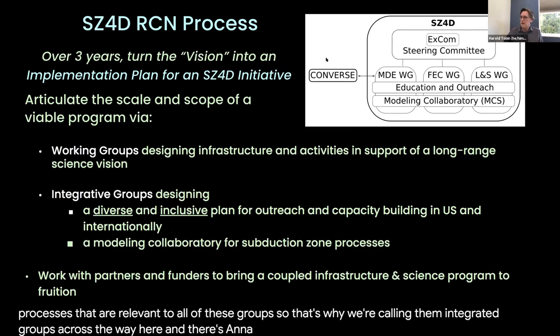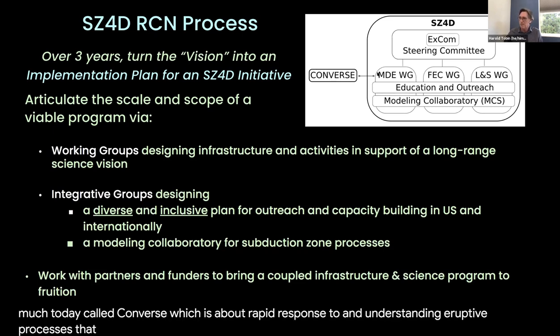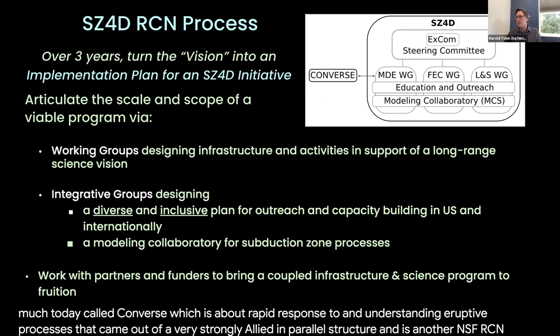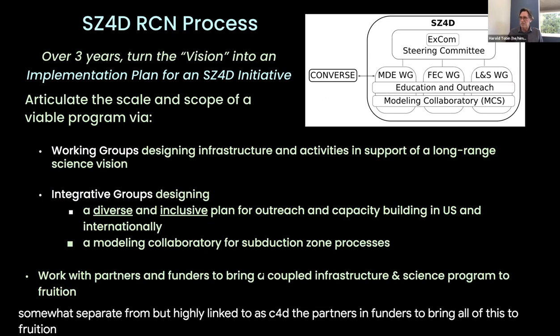And there's another one that we're not going to talk about too much today called Converse, which is about rapid response to and understanding eruptive processes that came out of a very strongly allied and parallel structure, and is another NSF RCN, somewhat separate from but highly linked to SZ4D. So we're working with the partners and funders to bring all of this to fruition by designing a program and a process.